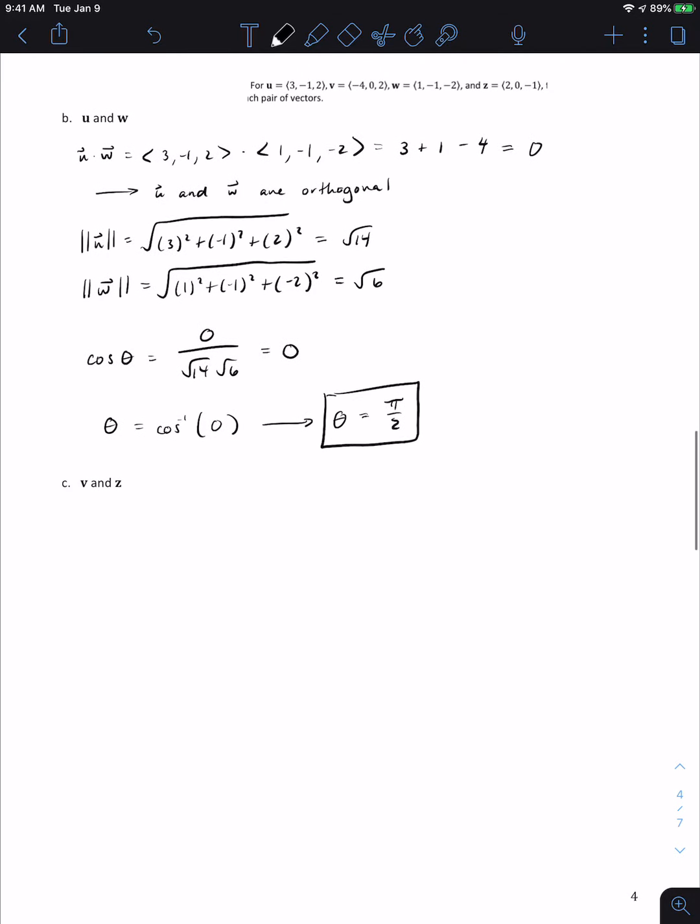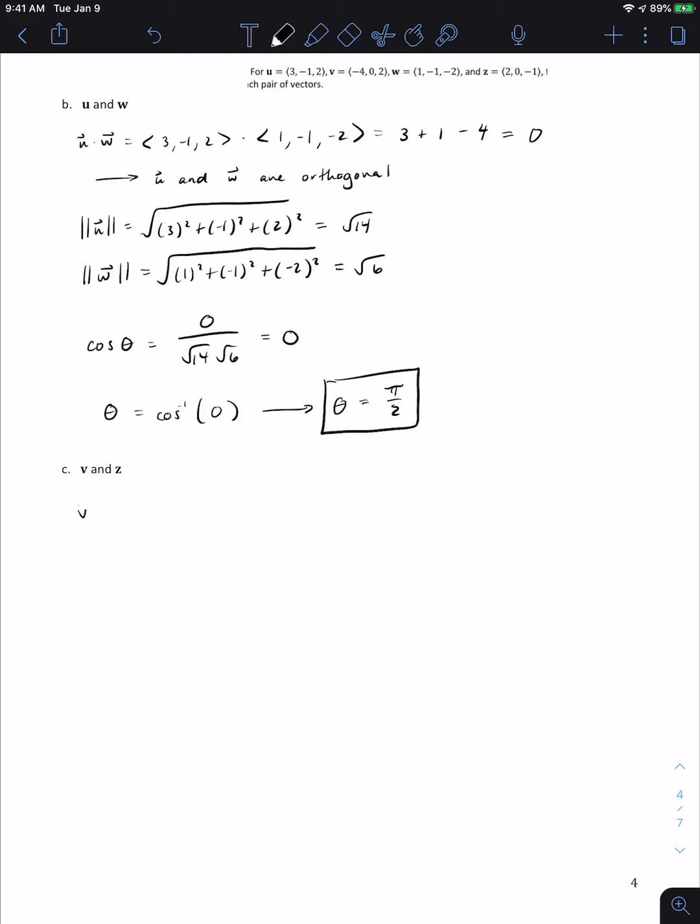All right, so now let's look at v and z. So v dot z. v is going to be negative 4, 0, 2. z is going to be 2, 0, 1. So here I get negative 8 plus 0 plus 2, which is going to give me negative 6. Not negative 6. Sorry, z should be negative 1 here. 2, 0, negative 1. So this should be a minus 2, which gives me a minus 8. That looks better.